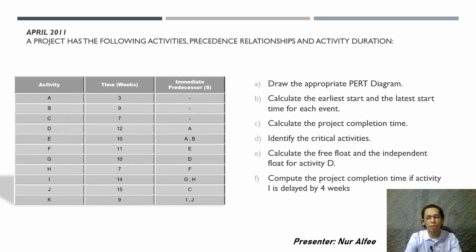Today I'm going to present to you a question from April 2011. As you can see, the question has 11 activities, and it asks: draw the appropriate PERT diagram, calculate the earliest start and the latest start time for each event, calculate the project completion time, identify the critical activities, calculate the free float and the independent float for activity D, and compute the project completion time if activity I is delayed by 4 weeks. We're going to answer that in the next slide.